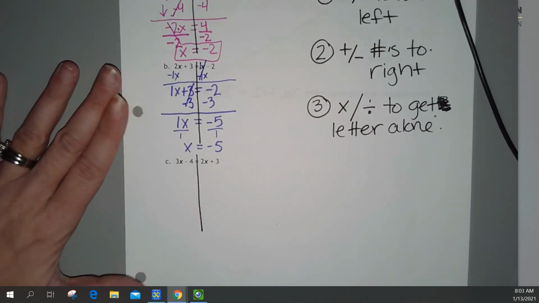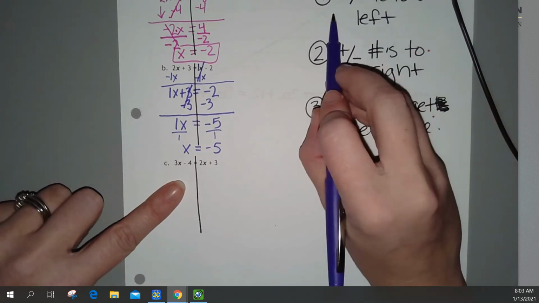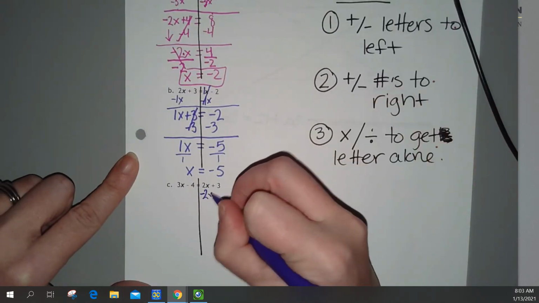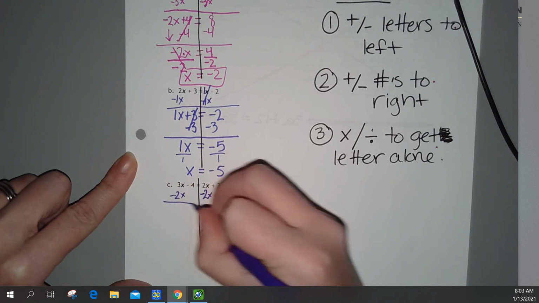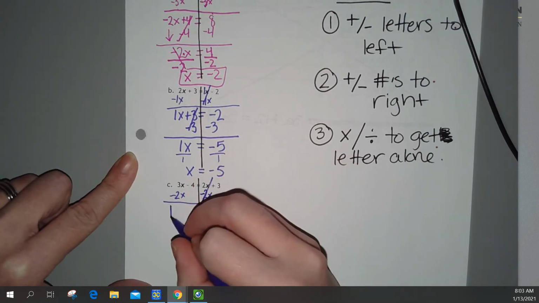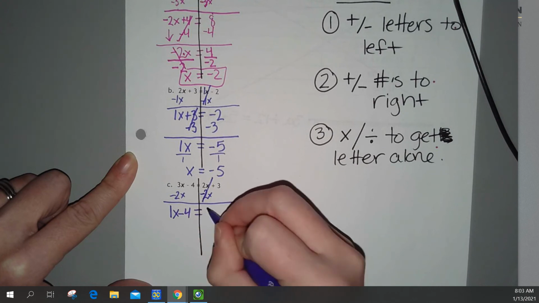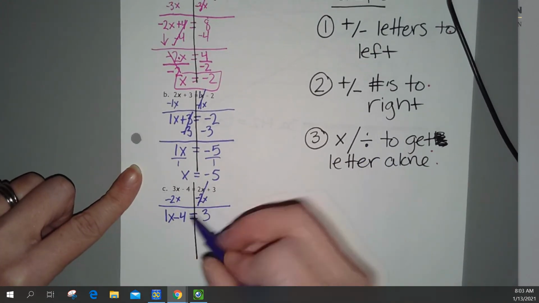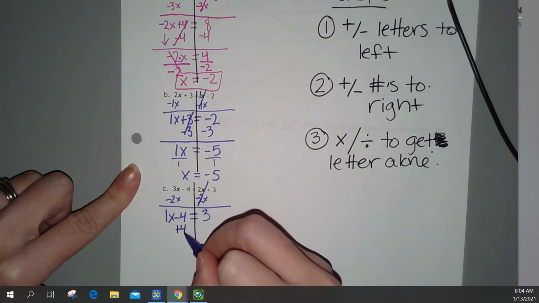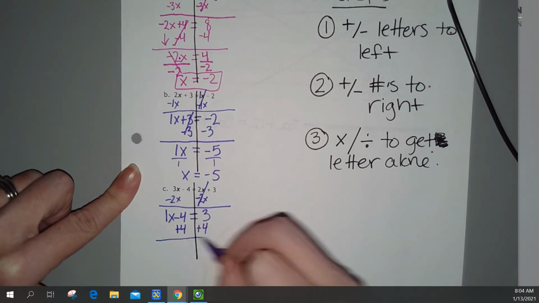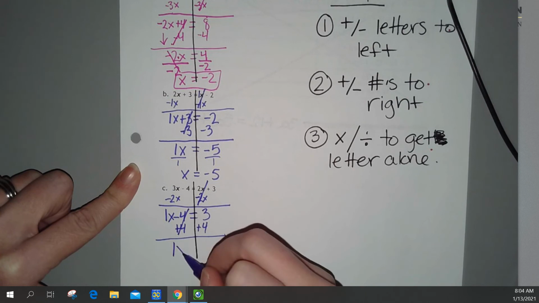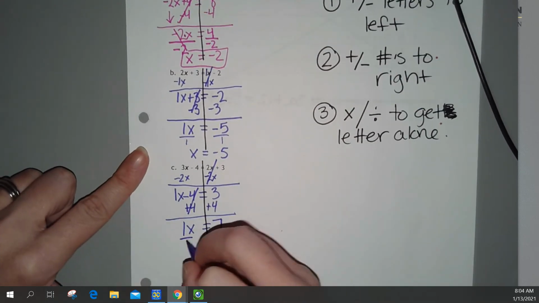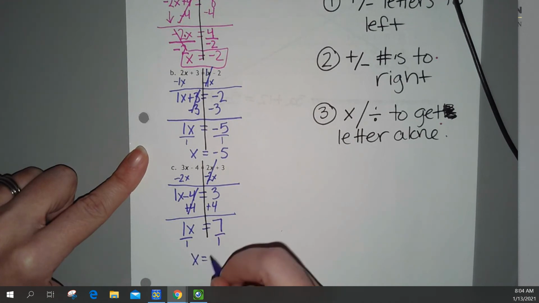And then letter C. Again, step 1, plus or minus our letters to the left. So I'm going to minus 2x on both sides. That leaves me with 1x minus 4 equals 3. Plus or minus my numbers to the right. Because it's a minus 4, I'm going to plus 4 on both sides. Cancels. 1x equals 7. Again, if it makes you feel better to go through the motion, then do it.